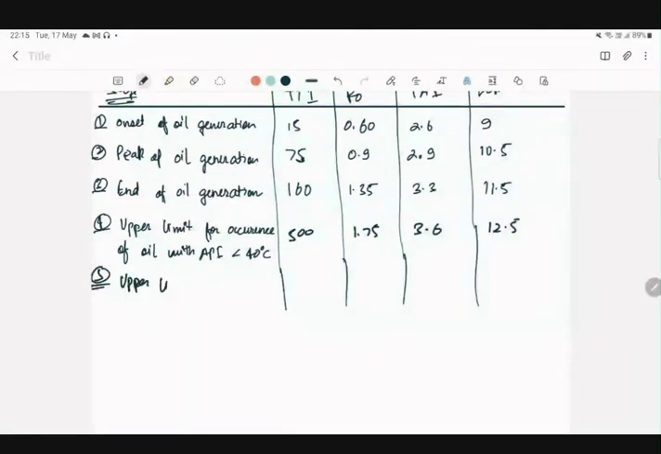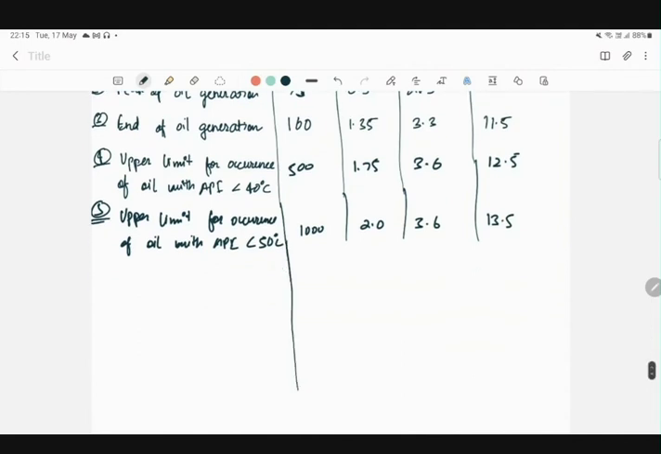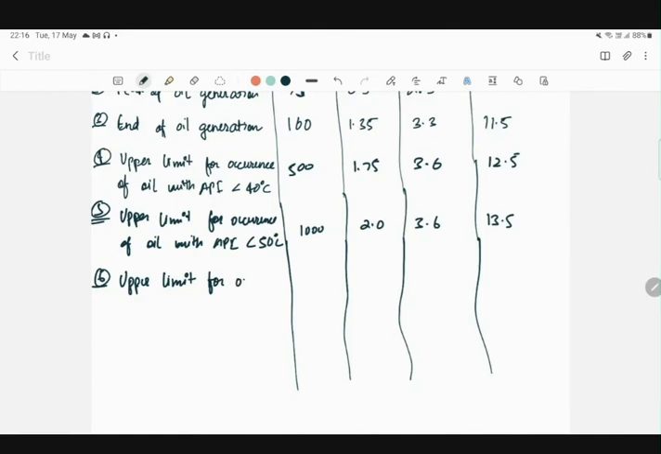And write down the fifth: upper limit for occurrence of oil with API less than 50 degrees Celsius, and it is 1000, 2.0, 3.6, and 13.5. First column is for TTI, then second is for R0, the third is for TA, and fourth is for LOM. Sixth is upper limit for occurrence of wet gas. It is 1500 for TTI, then 2.2 for R0, and then 3.75 for TA, and 14.5 for LOM.